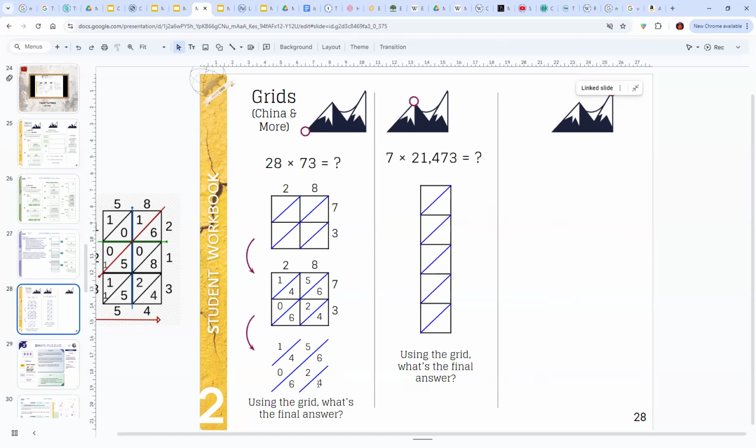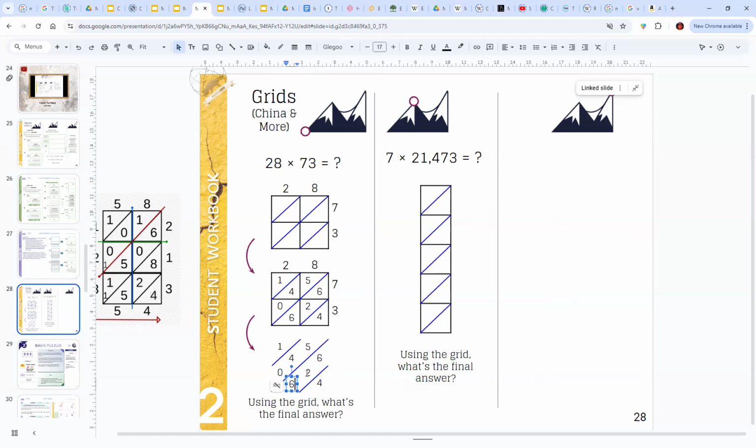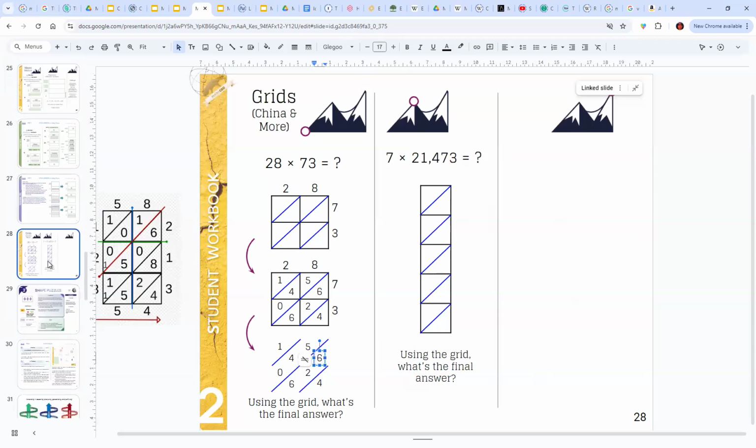So the answer here will be 4 units. And then tens would be 6 plus 6 plus 2, right? So that's 14. So it's a 4, and then I carry a 1, and I continue like this. So that's part 1.